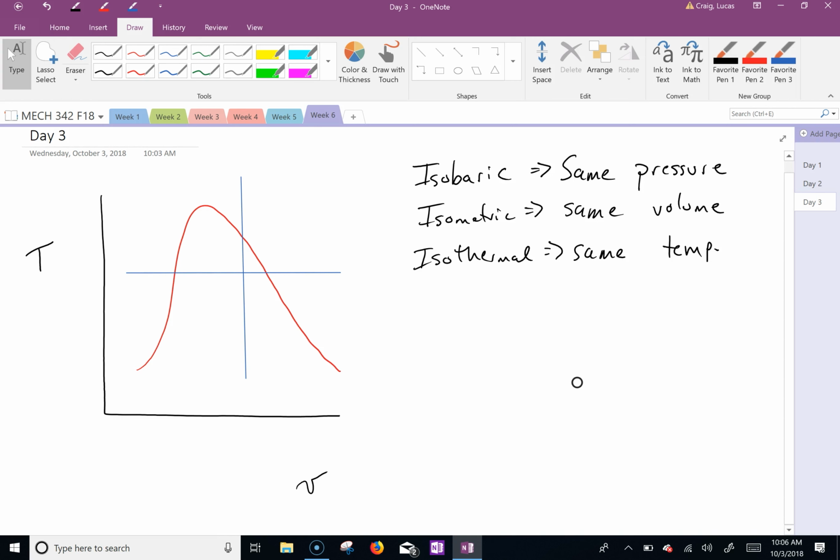Okay. You can have multiple processes, right? You can have going from state 1 to state 2, 2 to 3, 3 to 4, and depending on how things go, you could have an isobaric process, an isometric, or isothermal. Okay. There was one more. We'll cover this later, but it's polytropic. This is PV raised to the n is a constant, and we're going to cover that next chapter.